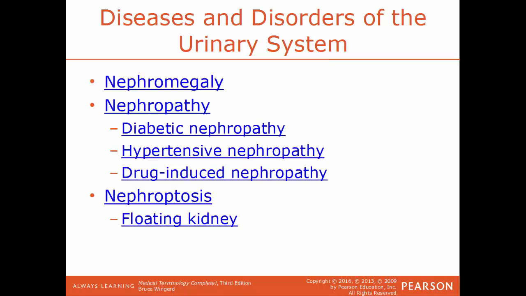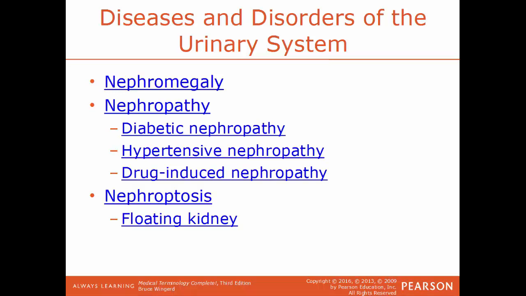There are some examples that are listed here. Diabetic nephropathy, that is damage caused to the kidneys because of having diabetes. Hypertensive, that is damage to the kidneys caused by hypertension or high blood pressure. And drug-induced, this is where you have damage to the kidneys caused by other types of drugs. Now, these drugs are usually given to treat other conditions such as diabetes or cardiovascular disease, but as a side effect they also may lead to damage of the kidneys.